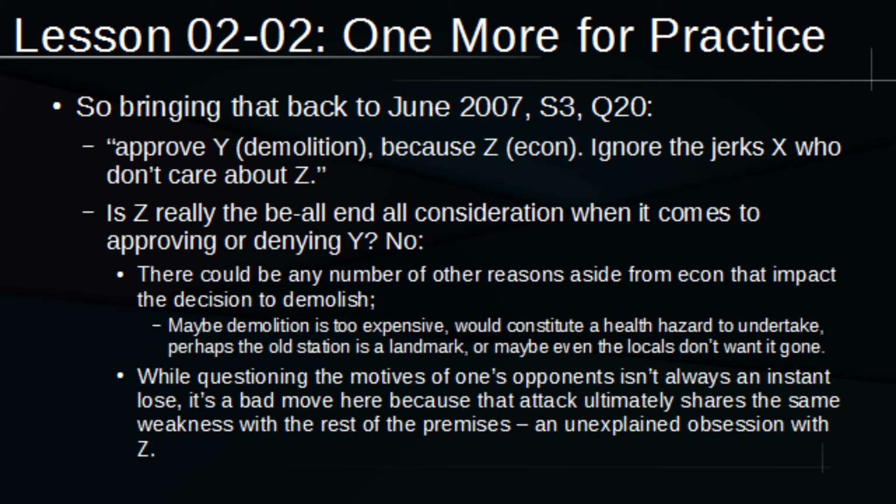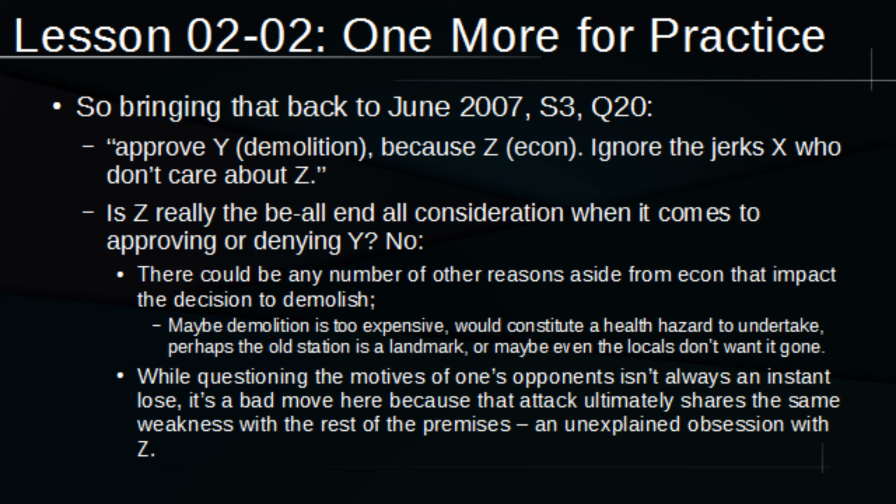But instead, they're kind of pretending like none of them are, without having logically established that none of them are as relevant as Z. So, to address the ad hominem aspect of this, questioning the motives of your opponents isn't always an instant loss, like I said. It's not instantly a losing situation. But it's a bad move here because the attack that they do doesn't really add anything to the argument. It shares the same weakness with the rest of the premises, an unexplained obsession with Z.